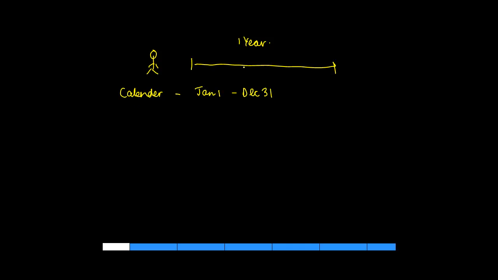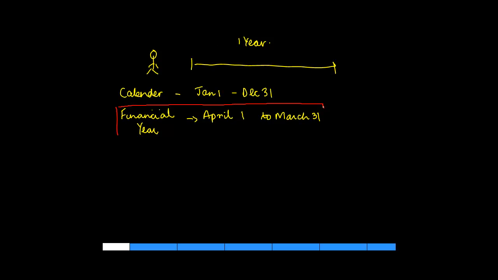Now, what happens is that every person works for one complete year. Normally there are two kinds of things. One is the calendar year, which starts from January 1 to December 31st. And the other one is the financial year, which is followed in India, which basically ranges from April 1 to March 31st. So for income tax purposes, what is relevant is this particular year.